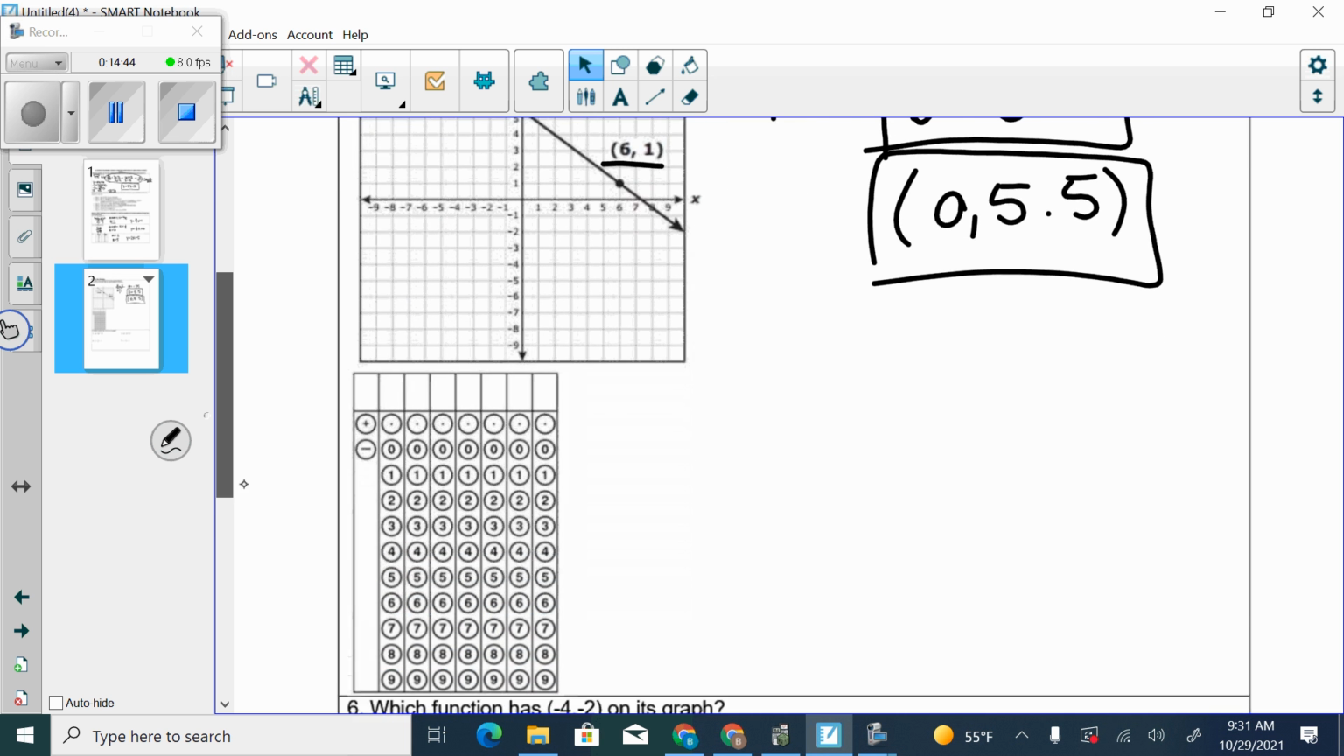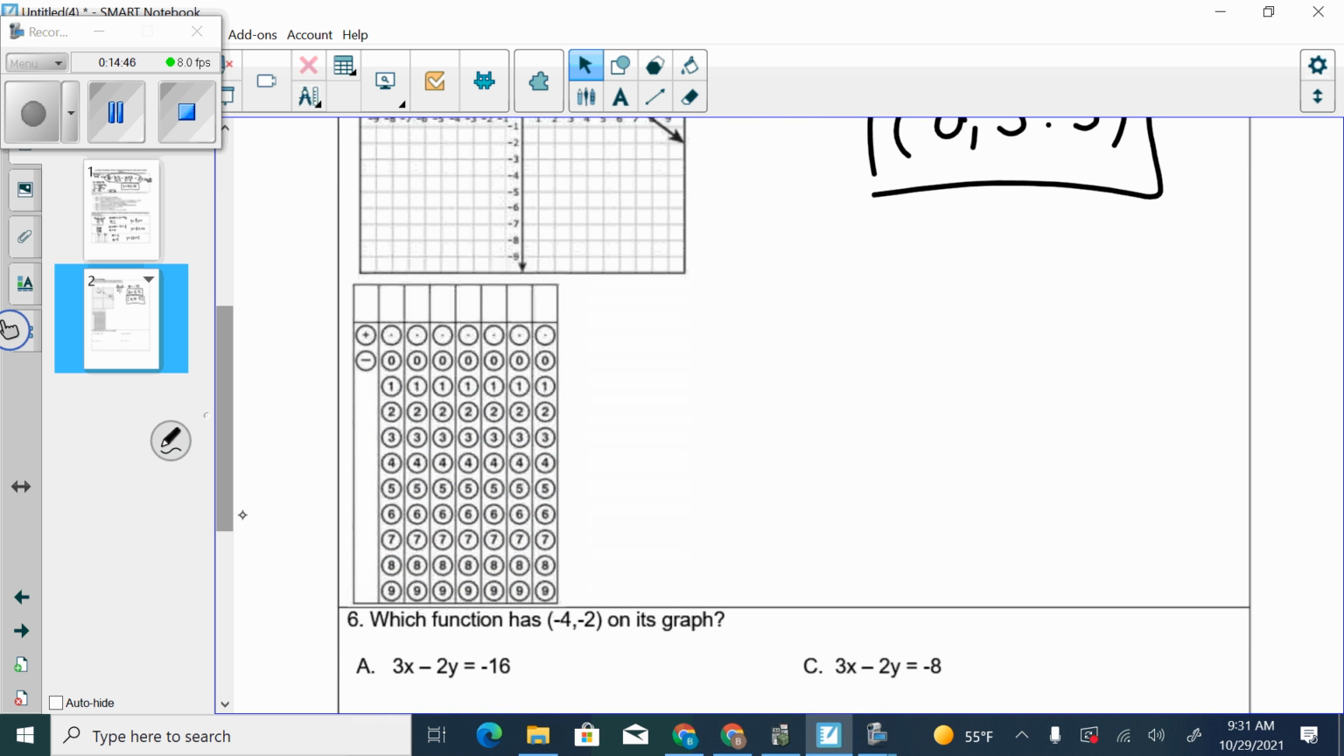Okay, and it did give us a place to bubble that in. So it is a positive value at 5.5. And you could bubble in zeros towards the end if you'd like.